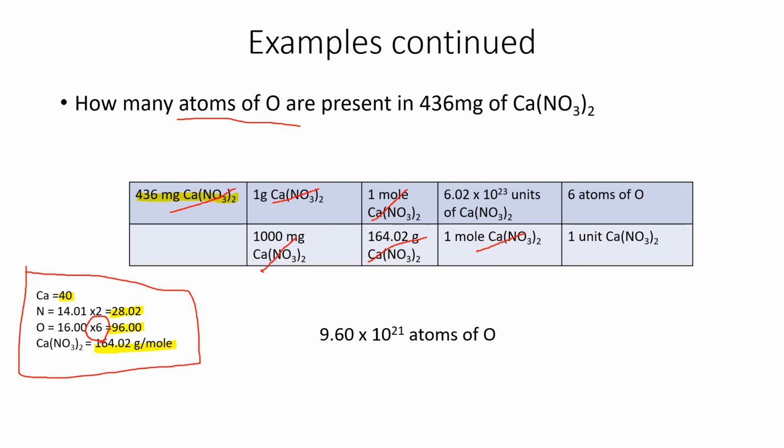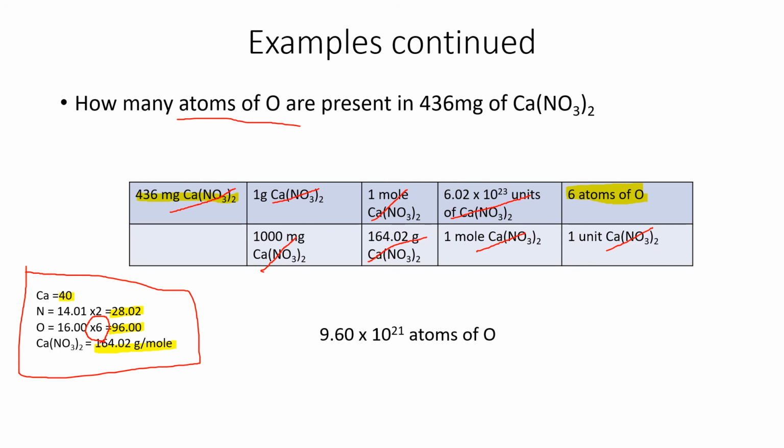Any true statement you can write can be used as a conversion factor. So 1 unit of calcium nitrate in our last step contains 6 atoms of oxygen. That's a true statement. Any true statement you can make can be used as a conversion factor. I want the calcium nitrate to go away, so that's going to be in the denominator, such that units of calcium nitrate are going to cancel. I'm going to be left with atoms of oxygen, which is what I ultimately want.